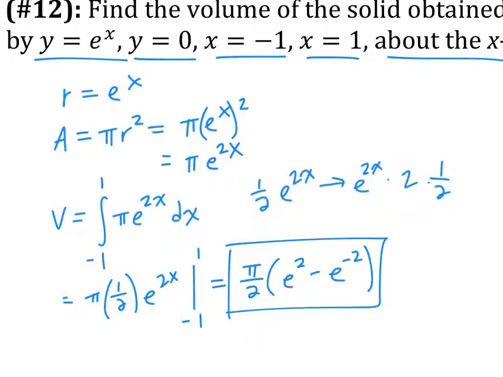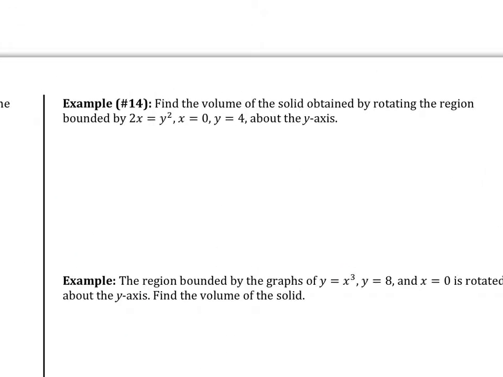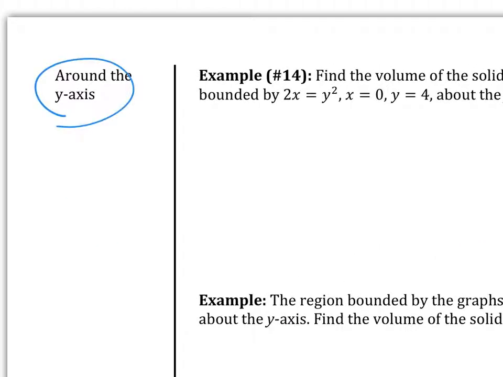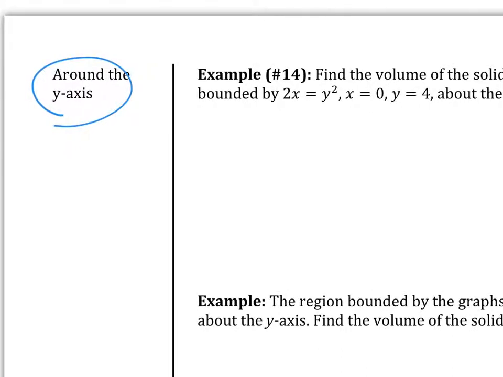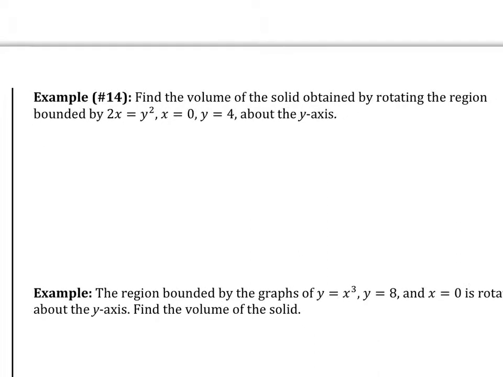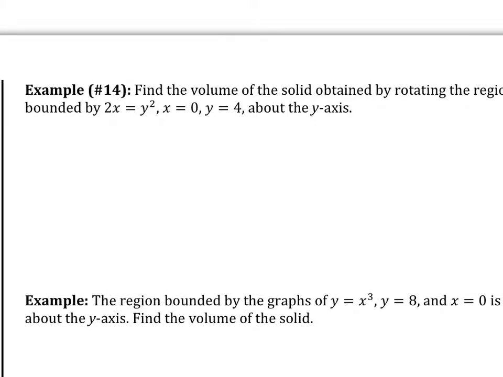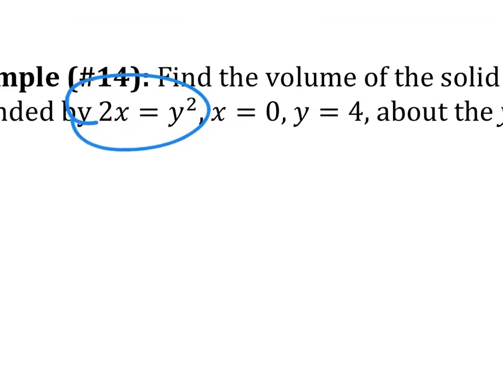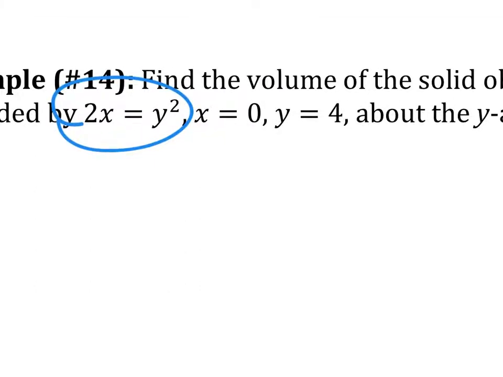Okay, so let's try another one. This time we're gonna go around the y-axis. So this thing that was this way, we were integrating with the x-axis. We're gonna go this way. We're gonna integrate y-axis. We're gonna flip it over the y-axis. Find the volume of the solid obtained by rotating the region bounded by 2x equals y squared, x equals 0, y equals 4, and around the y-axis. So write down just the essential information, which is just all of those boundaries.